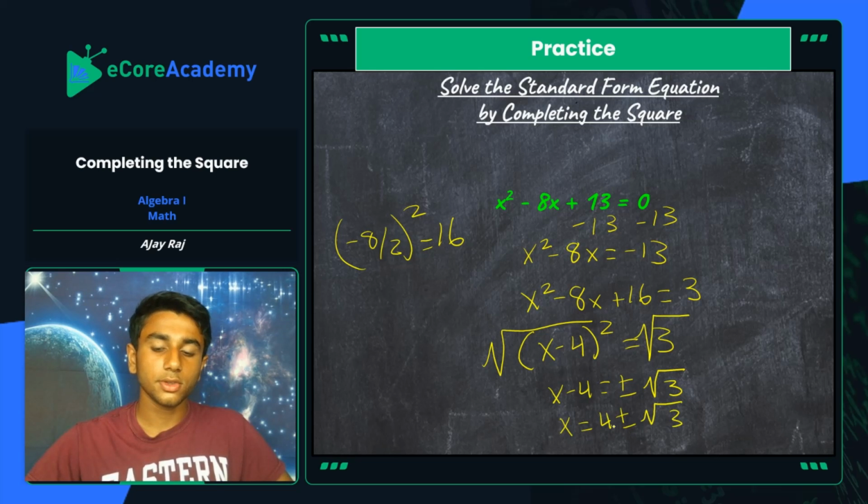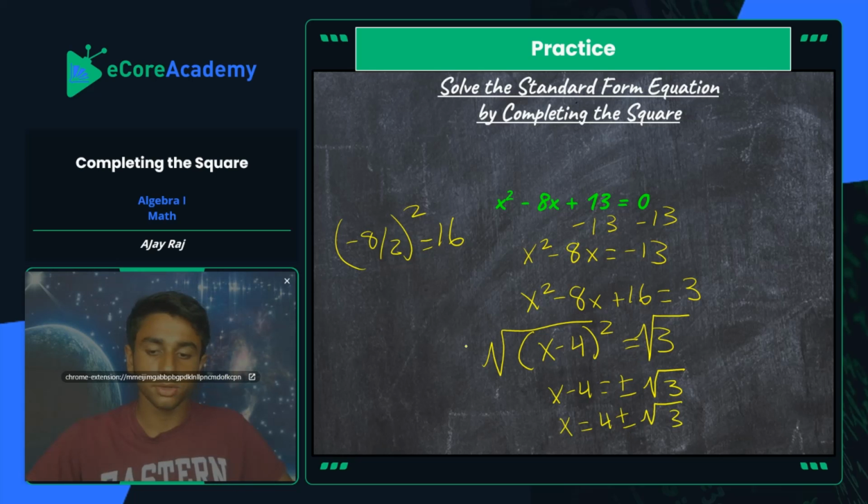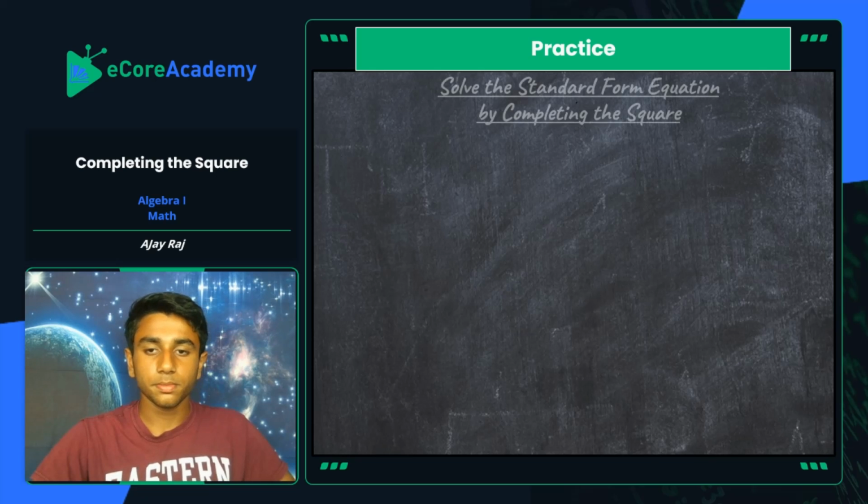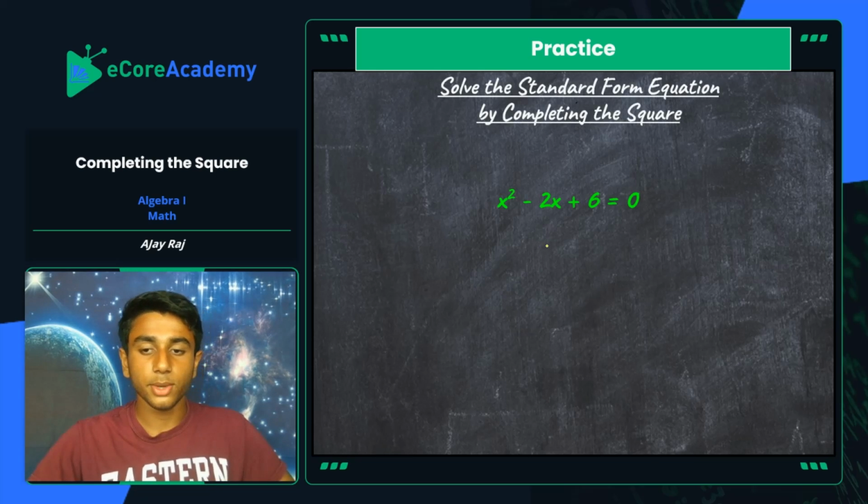So there's two solutions in this case, obviously 4 plus the square root of 3 or 4 minus the square root of 3. Those are our two x-intercepts. All right, now let's move on to the next problem. We're given this equation here, x squared minus 2x plus 6 equals 0. We're going to move 6 to the right-hand side, obviously.